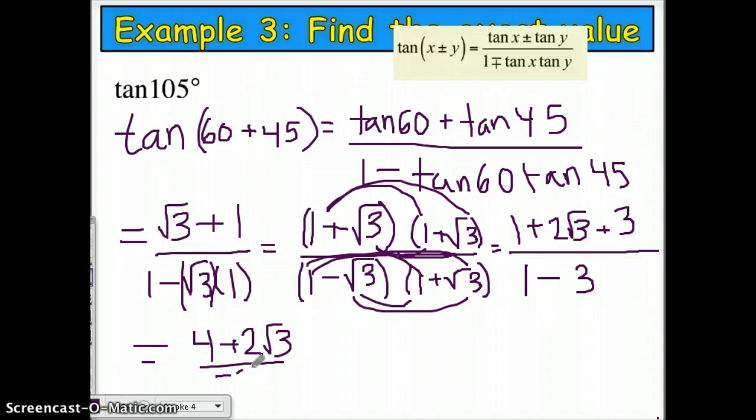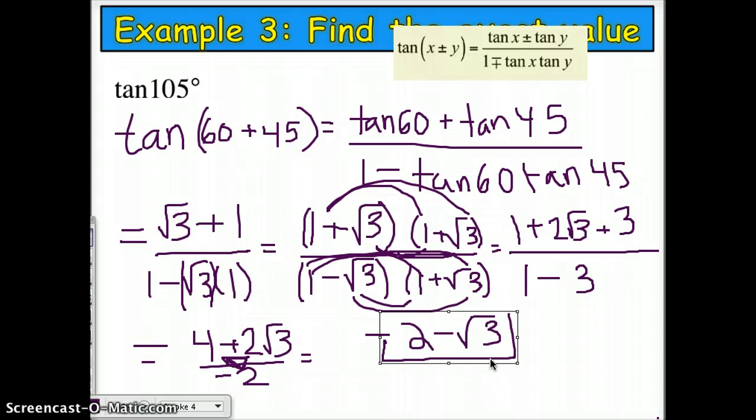Over negative 2. Keep going because you have this triangle here. Everything can be divided by, I'll divide everything by negative 2. So that'd be -2 minus root 3 as my final answer. So I divided everything by 2, but I also incorporated the negative sign that's with the 2, which meant I changed the signs. So my answer is -2 minus root 3.